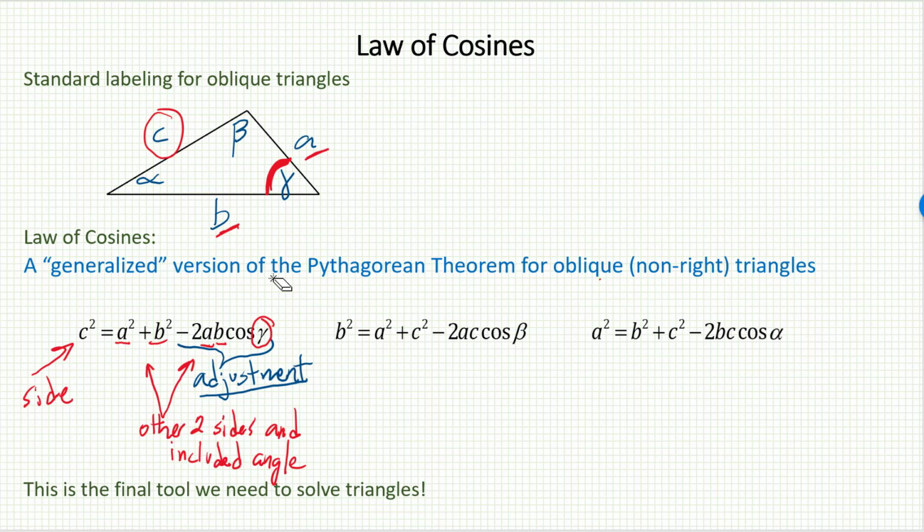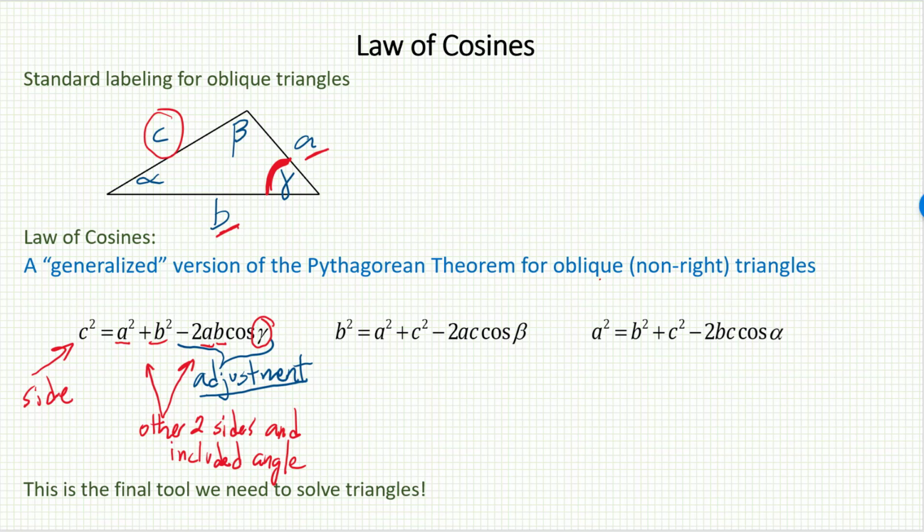If the angle isn't 90 degrees, then cosine of that angle will not be 0, and I'll have that little adjustment to my equation. The proof for the law of cosines is a little challenging and messy, and so I'll leave that to you to look up in the textbook if you are interested. We will concentrate on using the law of cosines.